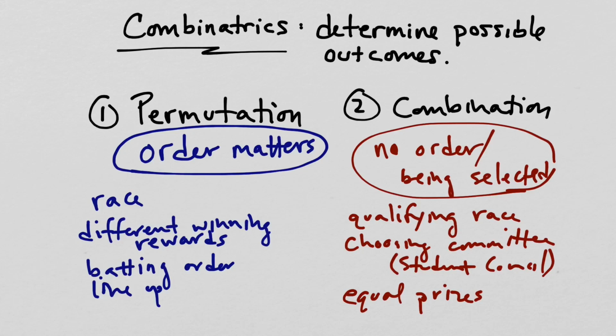Now, if I said the first person gets 3 points, the second person gets 2, and the third name I pull gets 1 extra credit point, that's a permutation because I've assigned a value. So if you assign a value or it's important with the order, it's a permutation. If that's not important, you're not assigning a value, you're just choosing it, that becomes a combination.